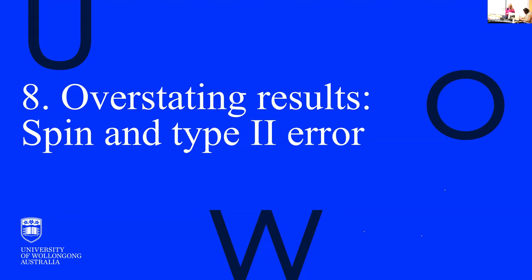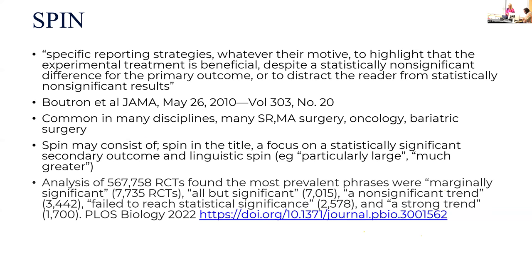Okay, so the last point I'm going to cover before I hand back to Brad is overstating results. So this is about spin and type 2 error, which is something that Brad's already referred to, so we'll be coming back to that. So spin is when you have a non-significant result. Often it's a borderline non-significant result, but you're trying to sell that result as being important. It's really common in many disciplines.